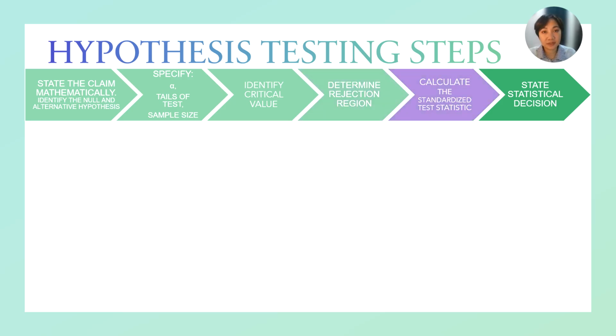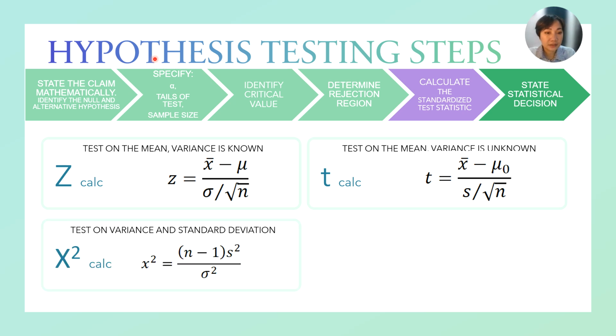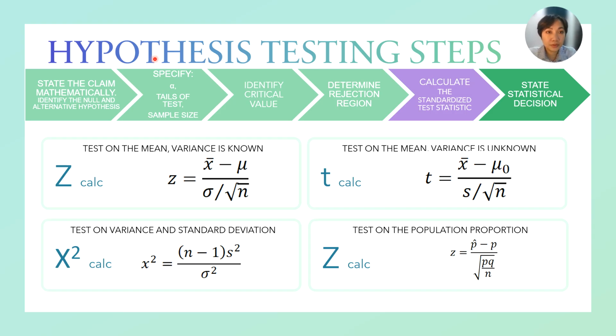Going to step 5, which is calculating the standardized test statistic, we will know if the alternative hypothesis gets to be accepted or not. So you have to solve it using the formulas given. This is for z and t. This is for chi-square test, and this is for z-test on proportion. And it's simple. If you identify that the test is z-test on the mean, then use this formula. If it's z-test on proportion, then you use this formula.